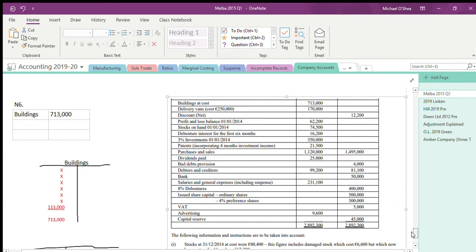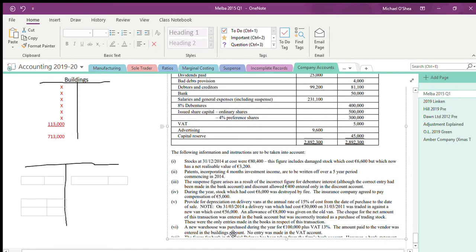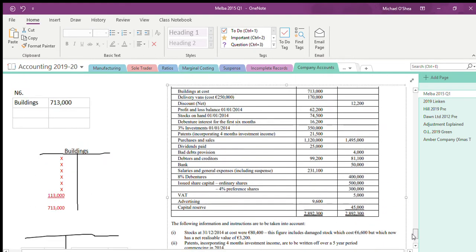So this is what my buildings account looked like at the start of the year. It's 713,000. I'm just trying to show you this to break down how you'd get to that figure. The X's here represent the multiple buildings that the company would have purchased over the last couple of years, and we include every building at its cost value. The last building we've included here is the 113,000 because we were told that the amount paid was entered into the buildings account. However, it's not the amount you pay that determines the value of the buildings, it's the actual cost. So the actual cost of this building was 100,000.